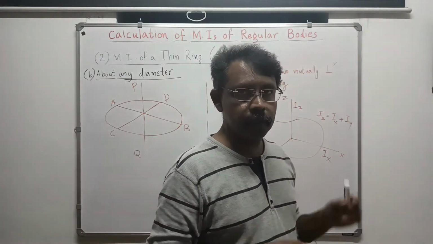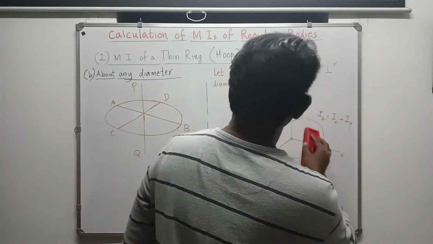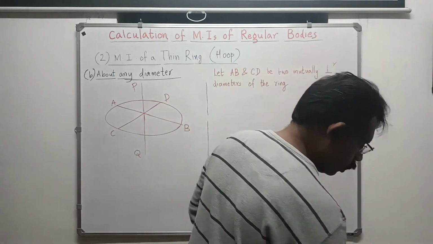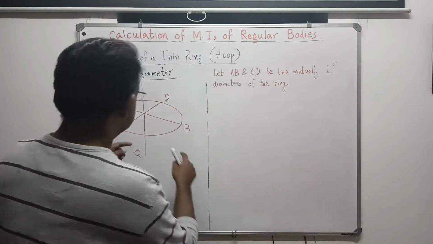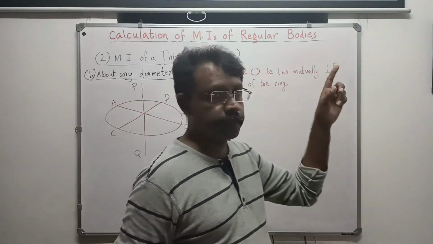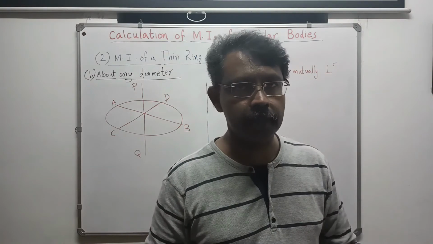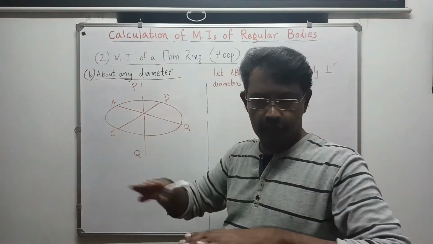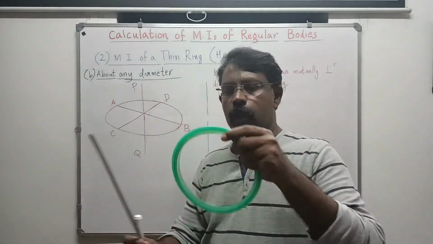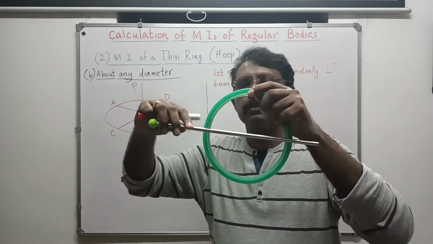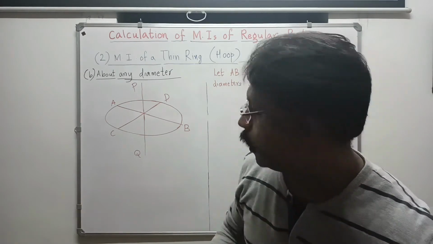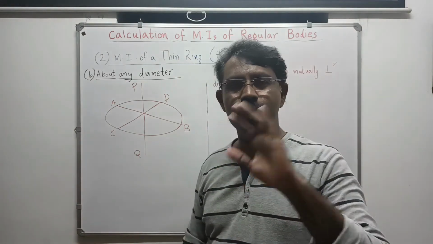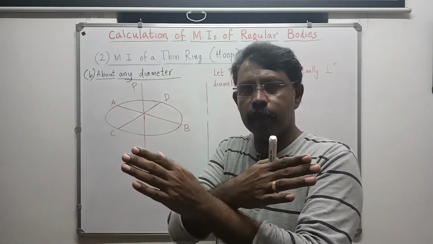Now we can make use of this theorem here. Now the situation is similar to this one. I am taking two mutually perpendicular diameters of this ring. Let them be AB and CD. Two diameters just like this. I am considering one like this, one like this. So if I take the moment of inertia about AB and the moment of inertia about CD, they will be the same because they are both diameters, mutually perpendicular.